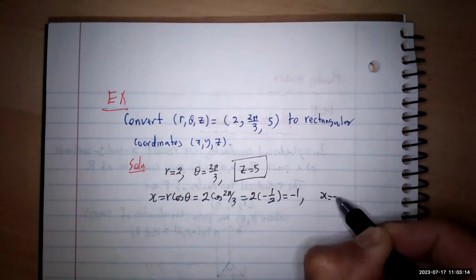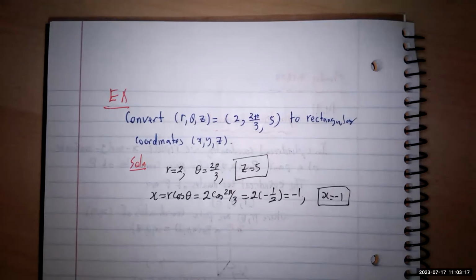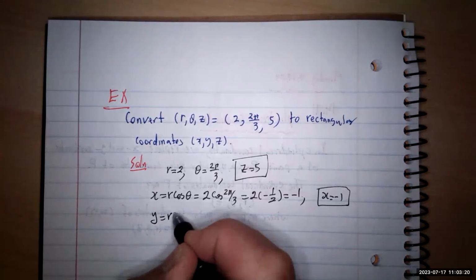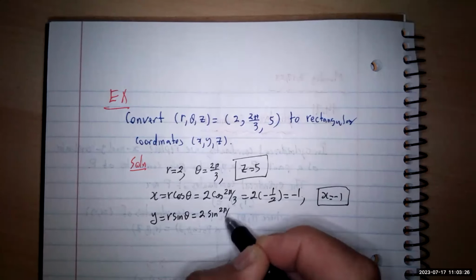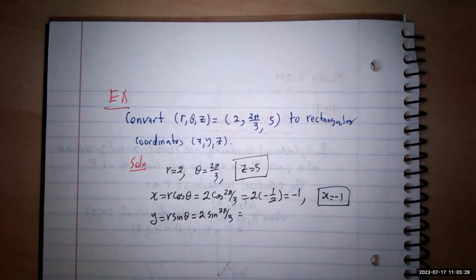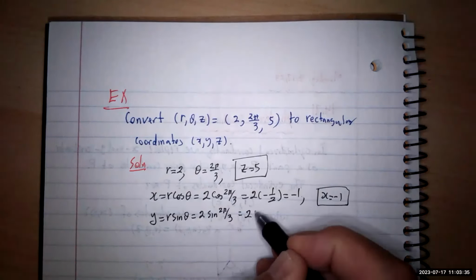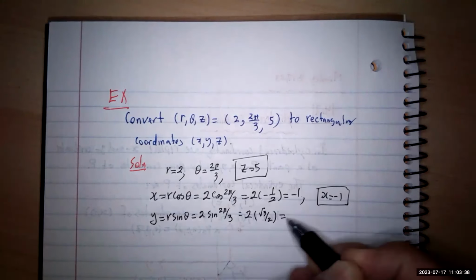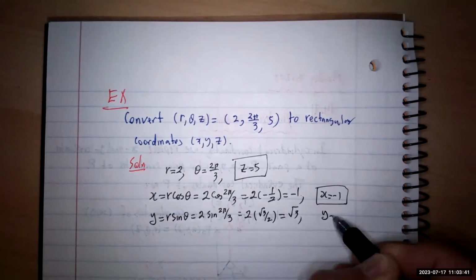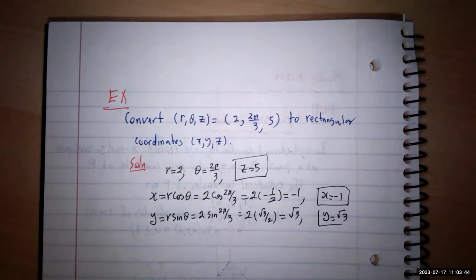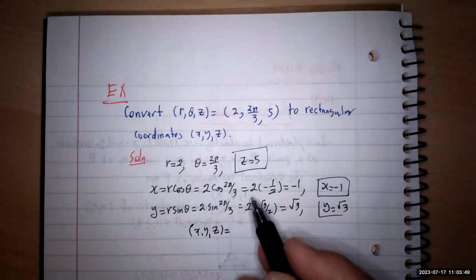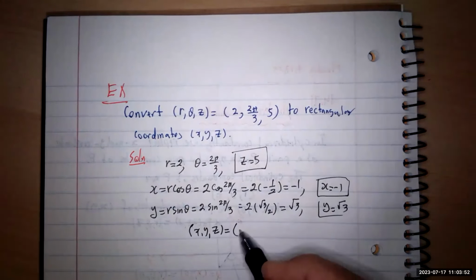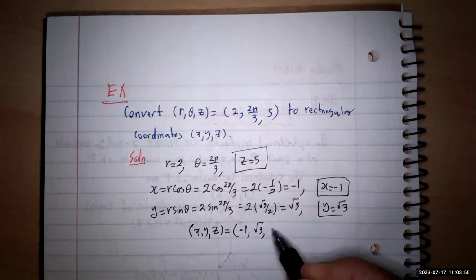Okay, so the X coordinate is going to be -1. And we do the Y coordinate: Y equals r sine theta. So there's going to be 2 sine of 2 pi over 3. Sine of 2 pi over 3, in two dimensions in the second quadrant, would be radical 3 over 2. So it's going to be 2 times radical 3 over 2, which gives you radical 3. So your Y coordinate is radical 3. Okay, so there you are in the X, Y, Z coordinates. The point would be represented by X is -1, Y is radical 3, and Z is 5.